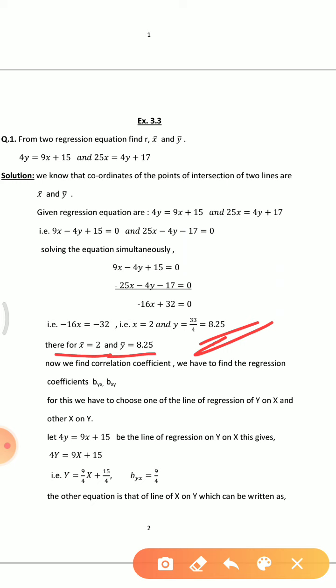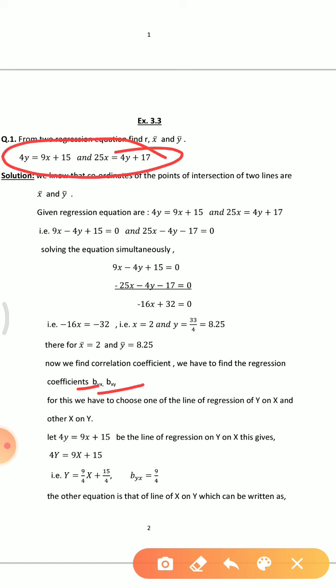That means the mean of x is 2 and the mean of y is 8.25. This is how we find the means of x and y. After that, we have to find the correlation coefficient, r. We have to find the regression coefficients b of yx and b of xy. For this, we have to choose one line as regression of y on x and the other as x on y, because the equations do not specify which is y on x and which is x on y.